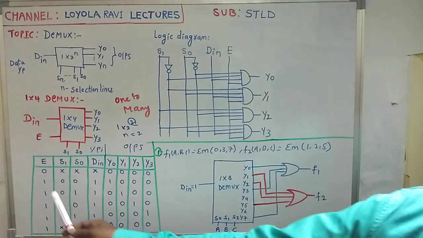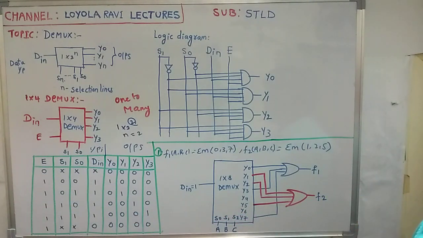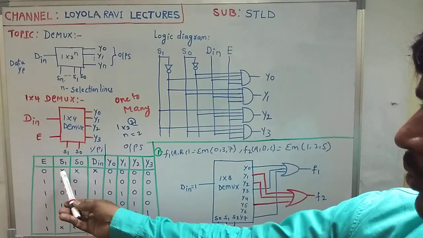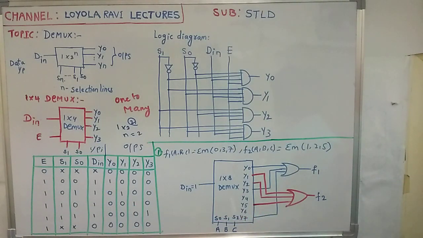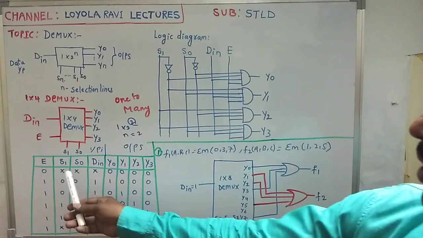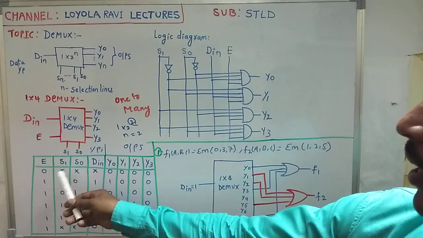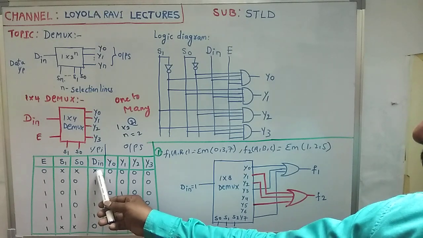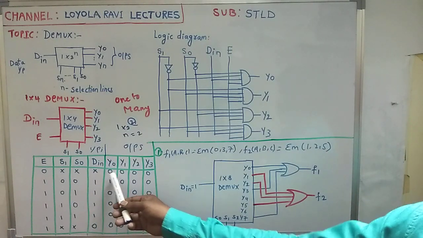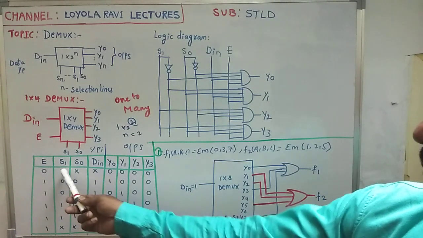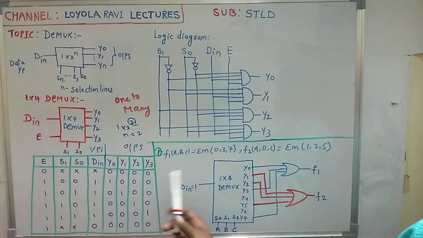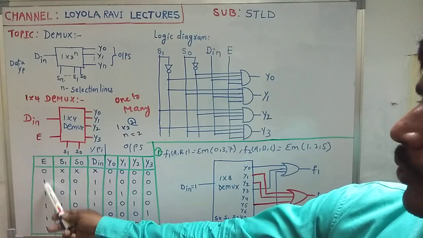Then observe this truth table. If enable is 0, there is no output for any combination of inputs. Here S0 and S1 are the selection lines, 2 selection lines, so combinations are 4 only: 0 0, 0 1, 1 0, 1 1. For all combinations, whatever the data input may be, there is no output. That is, y0 to y3 are all 0 if enable is 0.